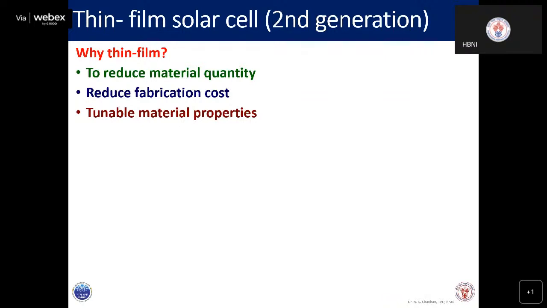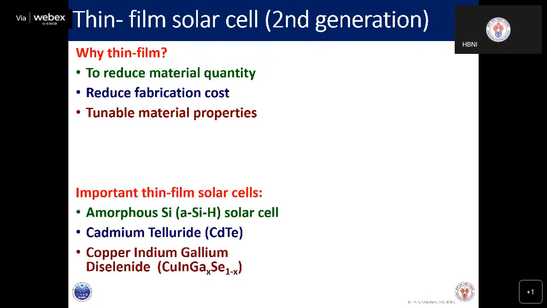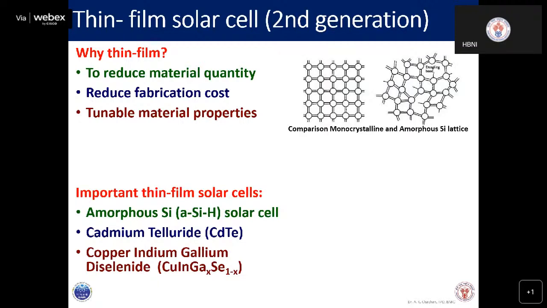Now the next is the second generation, which is the thin film solar cell. Why is thin film required? Number one, to reduce the material quantity, to reduce fabrication cost, and to tailor material properties. Important thin film solar cells are amorphous silicon solar cells, cadmium telluride solar cells, and copper indium gallium diselenide, CIGS, solar cells. We will quickly go through each of these.